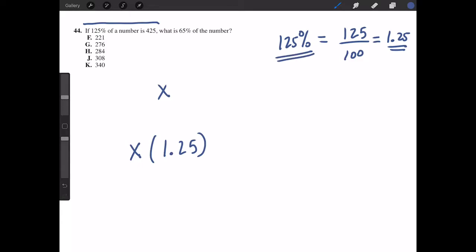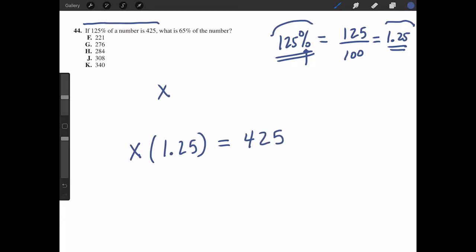If you enter into your calculator 125 and you don't realize that this is a percentage, and you multiply, say, x times 125, then you're not converting the percentage into a regular number in its decimal representation. So be careful with that. Okay, so the expression reads x times 1.25 is equal to 425.